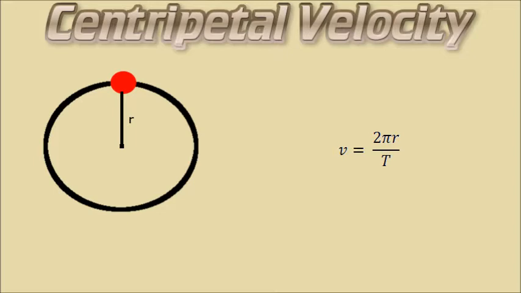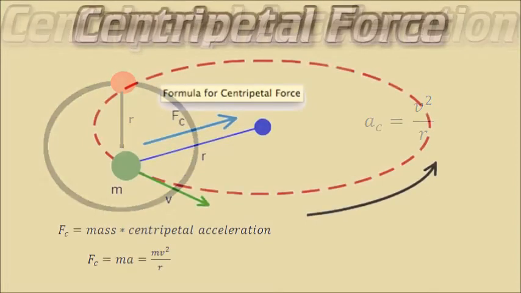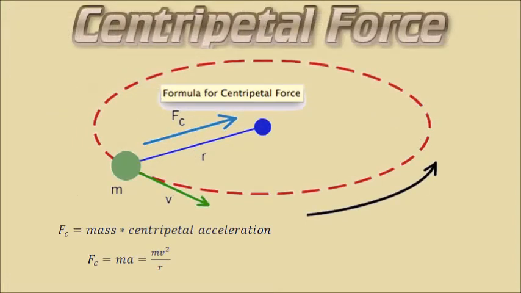Now that we know how fast the object is going, we can find the centripetal acceleration. Centripetal acceleration is always pointing towards the center of the circle. To find this, square the centripetal velocity and divide it by the radius. Looking back at our original force equation, we plug in the acceleration we just found to complete the equation for centripetal force, which is the mass times velocity squared divided by the radius of the path.